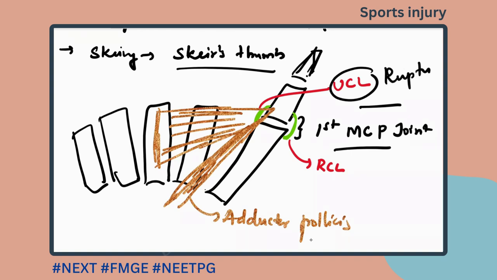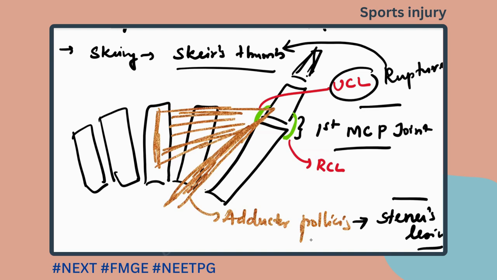Now, the rupture of the ulnar collateral ligament is called skier's thumb. When this ligament ruptures, what is the muscle which is seen here? Adductor pollicis. This adductor pollicis will prevent the healing of the ligament, or it gets interposed there. Such interposition produced by the adductor pollicis is called a Stener's lesion. These two terms are important here. Rupture of the ulnar collateral ligament of the first metacarpophalangeal joint is called skier's thumb.